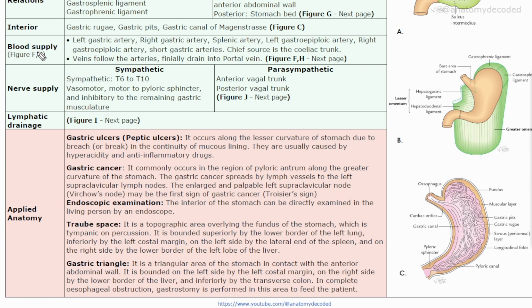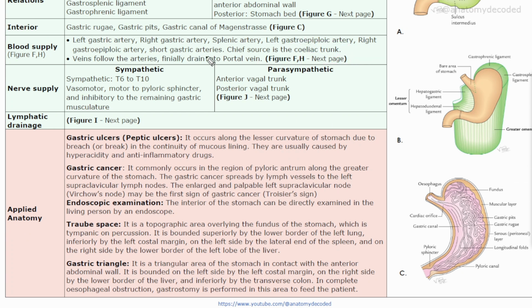Okay, then blood supply of stomach, there are many vessels supplying it. So they are left gastric artery, right gastric artery, splenic artery, left gastroepiploic artery, right gastroepiploic artery, short gastric arteries. Okay, there are many arteries, but the chief artery is the celiac trunk, which will give these branches. Details we'll see in the image on the next page.